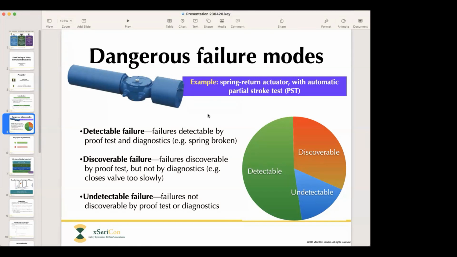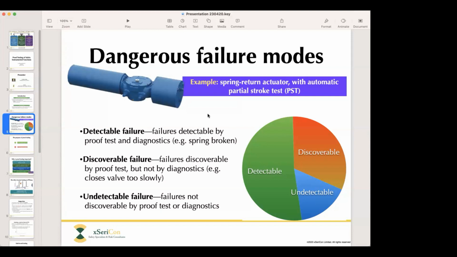Now, some of those could be detected by some automated diagnostics, such as an automated partial stroke test. And those failures, we call those detectable failures. Other failures may not be detectable by the diagnostics, but still might be detectable if we do a manual test. And the manual test can test more different failure modes than the diagnostics.